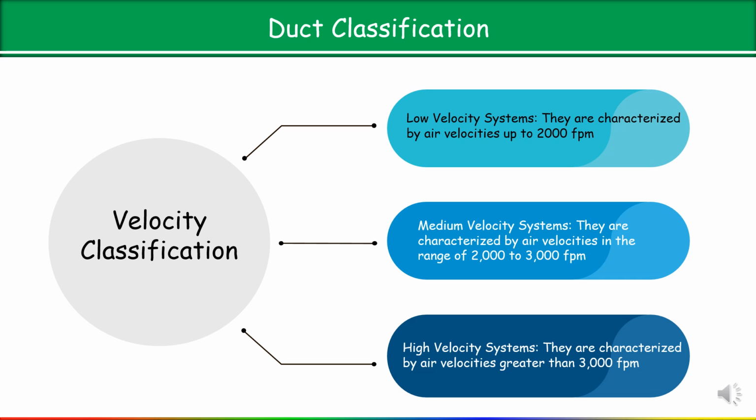And then we have the high velocity duct system. They are categorized by air velocity greater than 3000 fpm. This high velocity duct system is used in high rise buildings or specialized industrial applications where space saving or high airflow is needed. Example: a high velocity duct in a hospital HVAC system operates at 3000 fpm to ensure rapid air distribution. So here we have discussed the duct velocity classification.